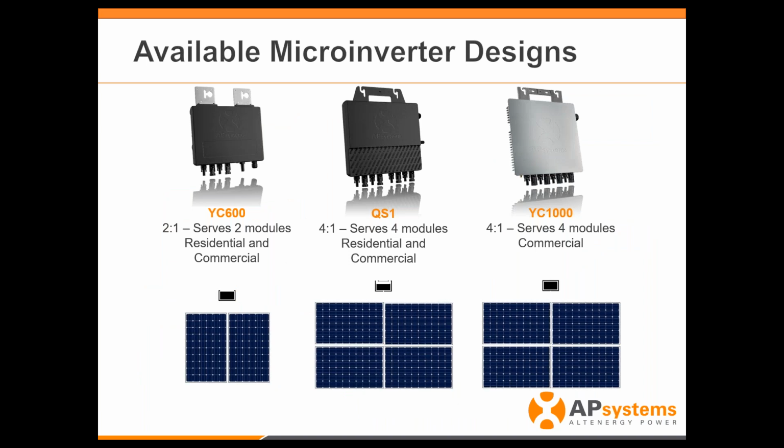Okay, so now we've talked about all the inverters. So here again, the 600 is a single unit that is basically 2 inverters. The QS1 is a single unit that does 4 inverters. And then the YC1000 is a single MPPT for all the models. So 2, 4, and 4.